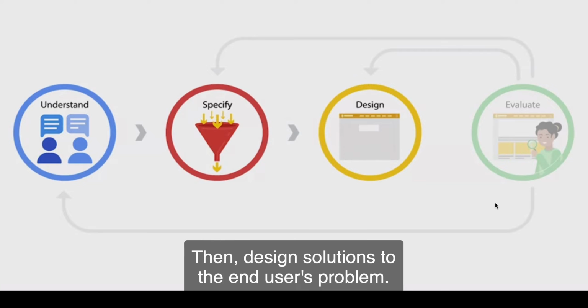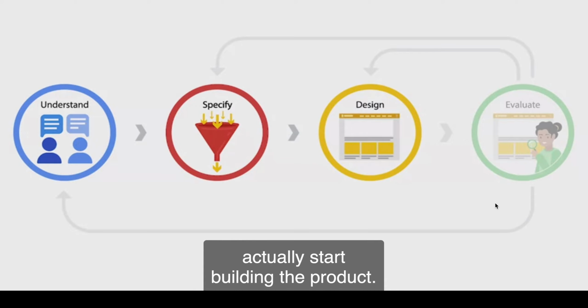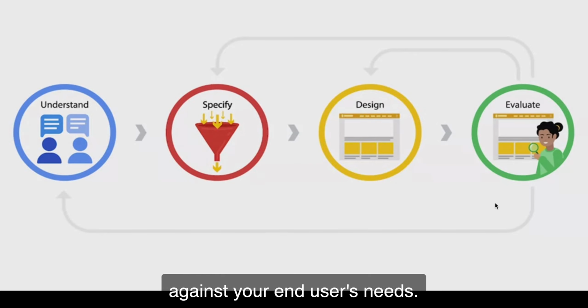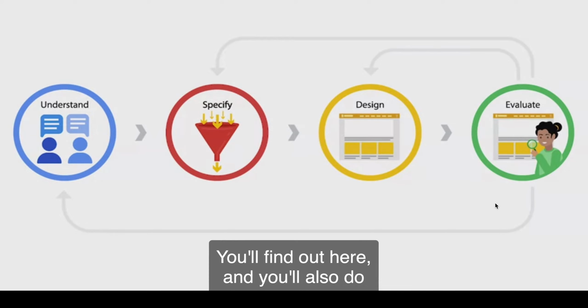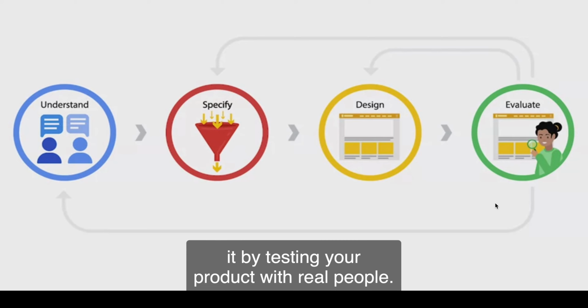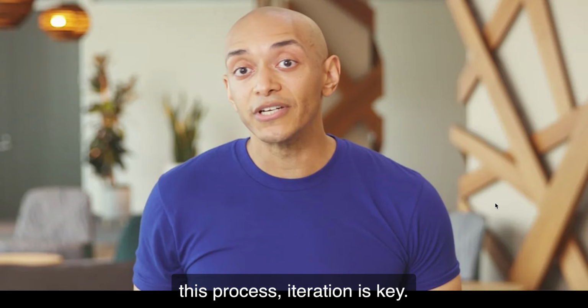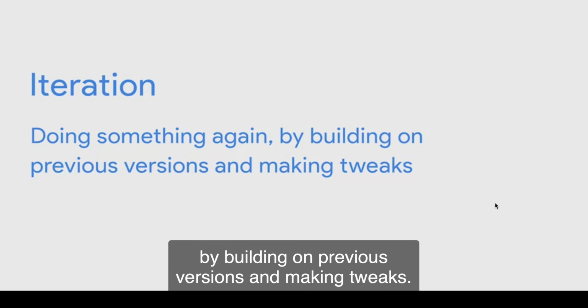Then, design solutions to the end user's problem. This is where you'll come up with ideas for what the product might look like and actually start building the product. And finally, evaluate your design against your end user's needs. Does your design solve the end user's problem? You'll find out here, and you'll also do it by testing your product with real people. It's important to keep in mind that as you go through this process, iteration is key. Iteration means doing something again by building on previous versions and making tweaks.